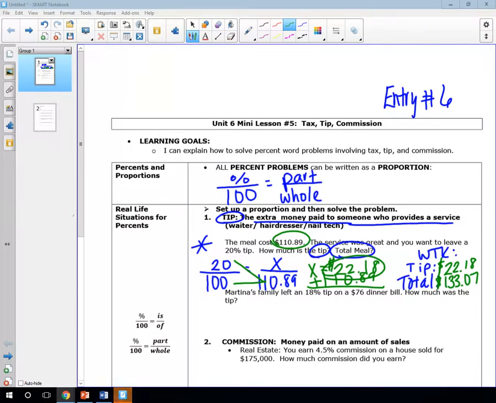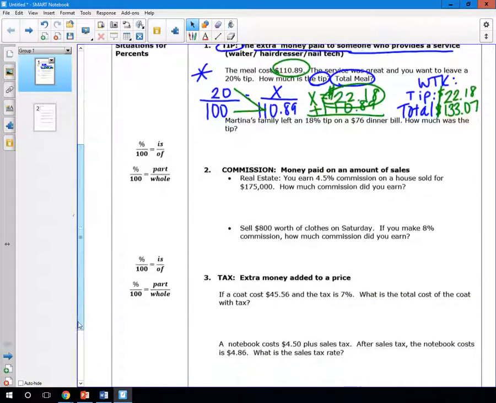It asked me for my tip, perfect, that was $22.18, and my total, perfect, $133.07. So I've done both of them, okay? So that's tip. Basically, it's the same thing as a markup. It's just a percent we're adding on to our total, okay?